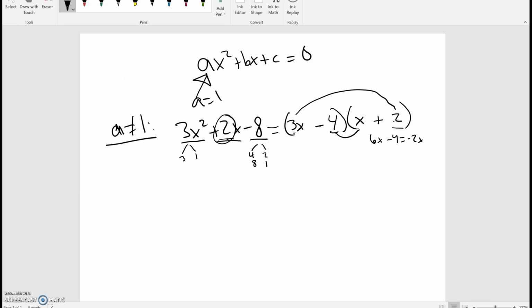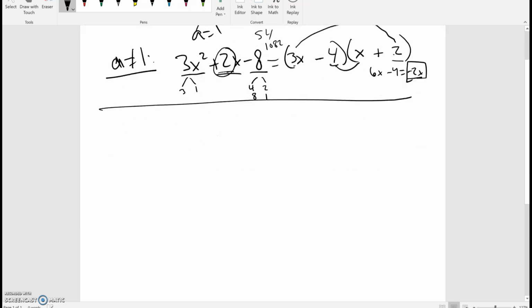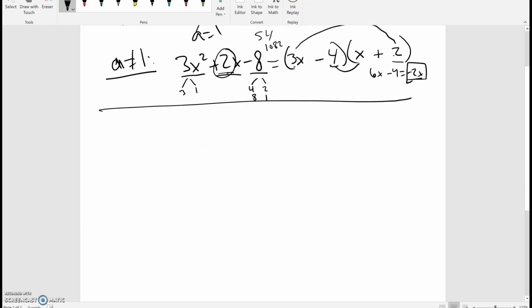So I get that. But sometimes you're going to have problems that are really messy, and it's really difficult to think. Let's say, for example, this was a 54, then you would have to look at a lot of different factors. Or if you had a number like 1082, then it would be really difficult. So some other ways that you can do it are factoring by grouping or the box method.